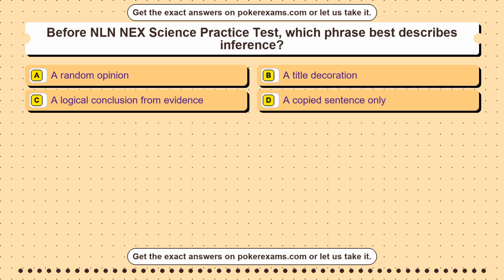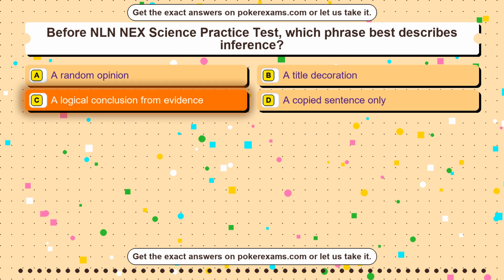Question 35. Before GET RLA practice test, which weathering process breaks rocks by freezing water? Option A evaporation. Option B pollination. Option C ice wedging. Option D photosynthesis. The correct answer is option C.